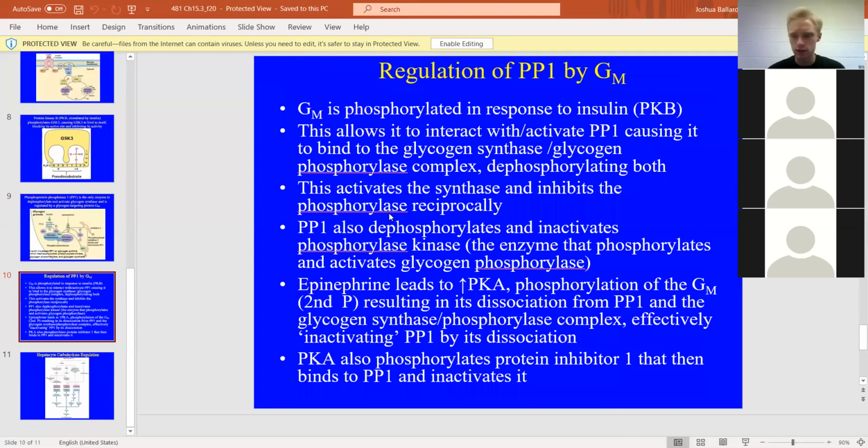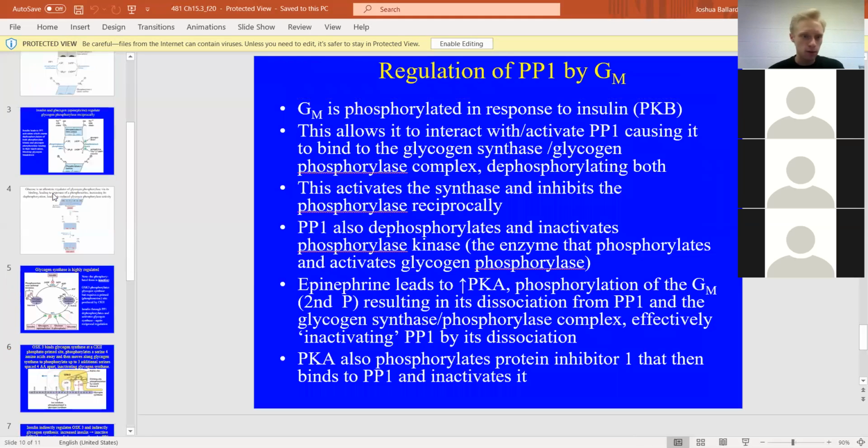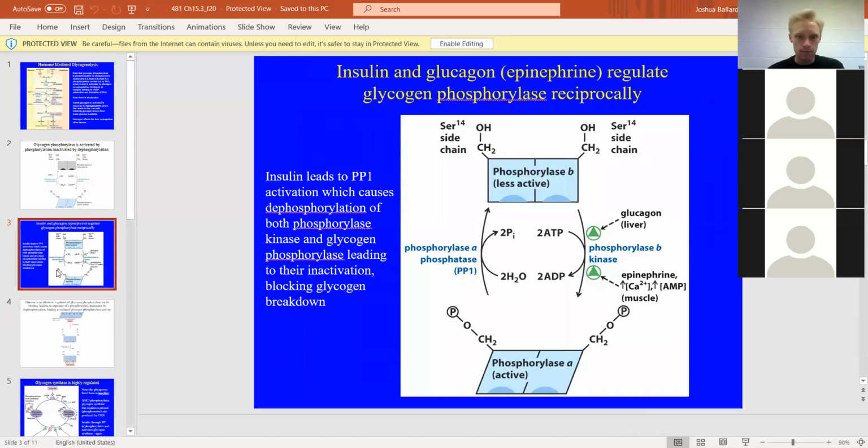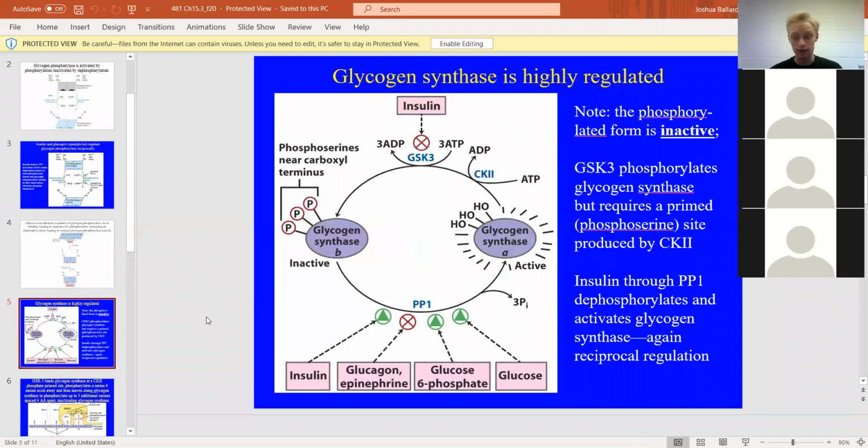But I do know this slide's important. We'll just talk about this for the next couple of minutes. Regulation of PP1 by GM. So when we go back to PP1, PP1 is an enzyme that is activated by insulin, and PP1 just causes dephosphorylation. When PP1 is activated, it causes dephosphorylation of like everything. So in this case, it causes dephosphorylation of phosphorylase kinase, of glycogen phosphorylase, and also glycogen synthase.